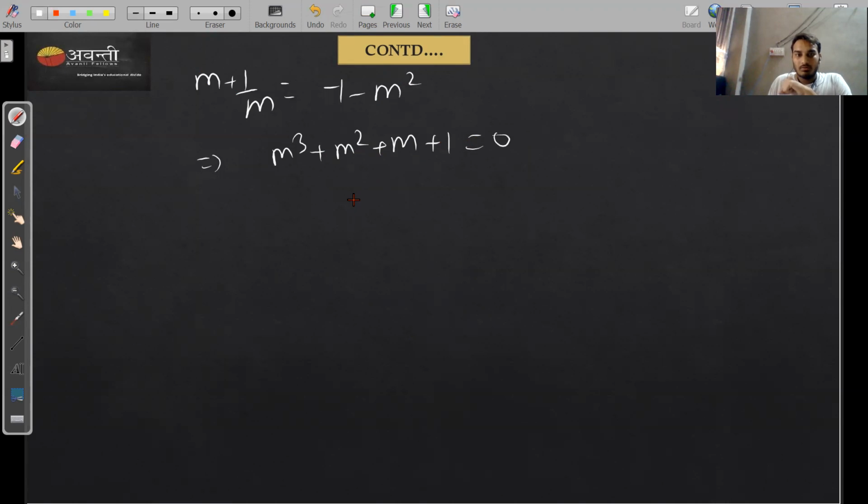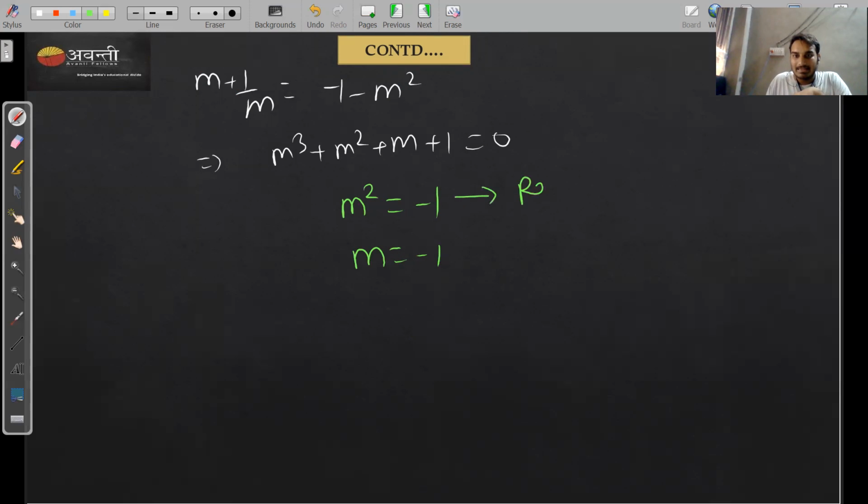So what are the solutions? After solving this, for one you get m square equal to minus 1, and for the other you get m equal to minus 1. So these two things you get.